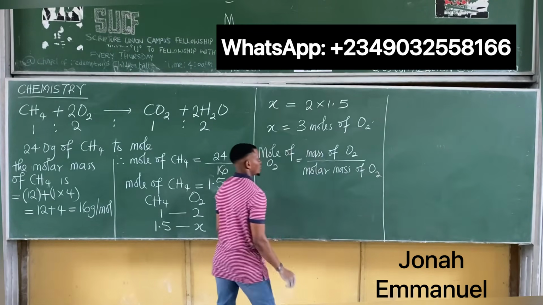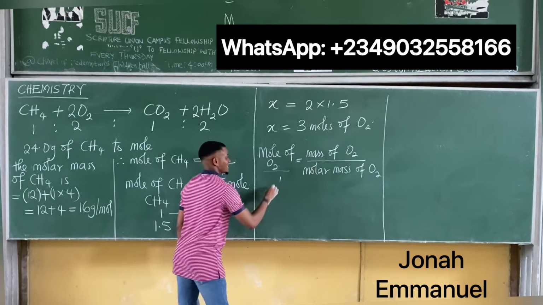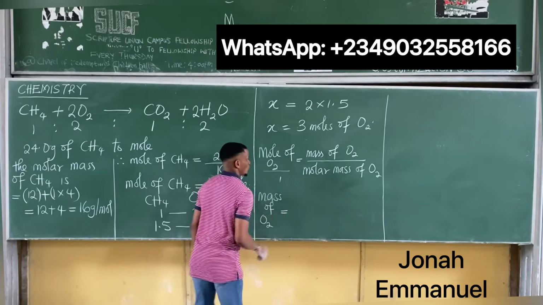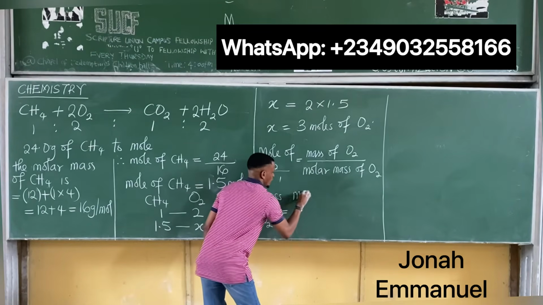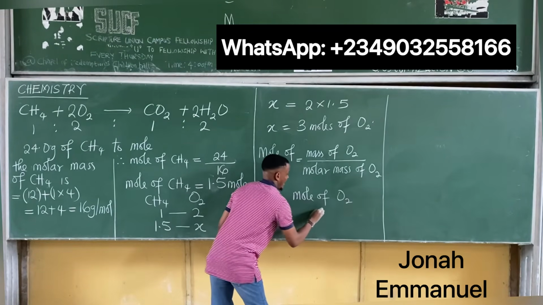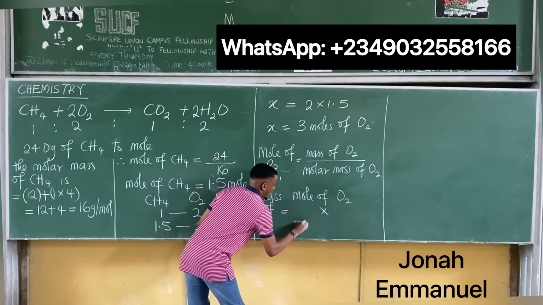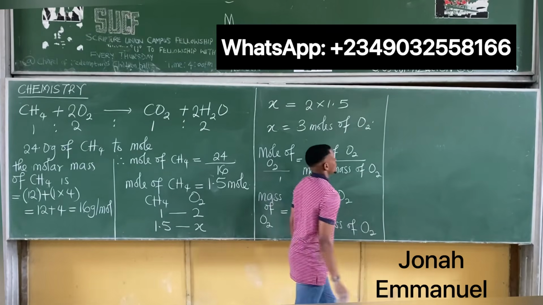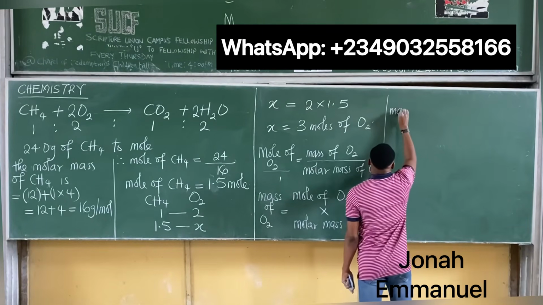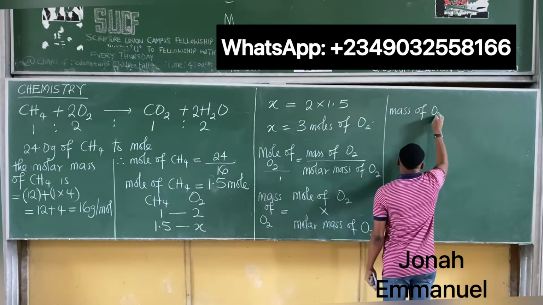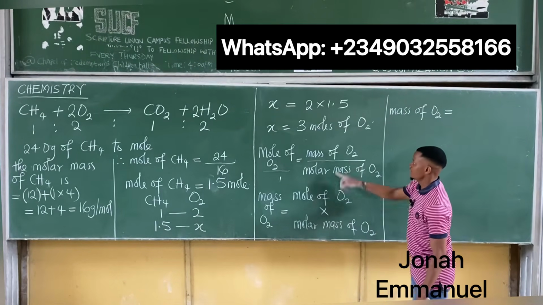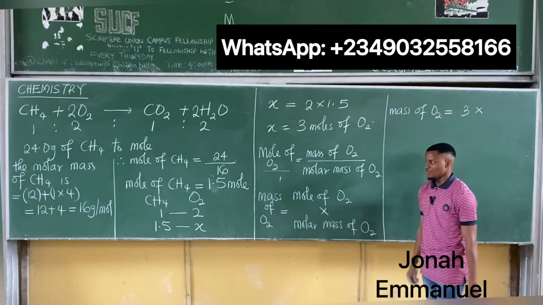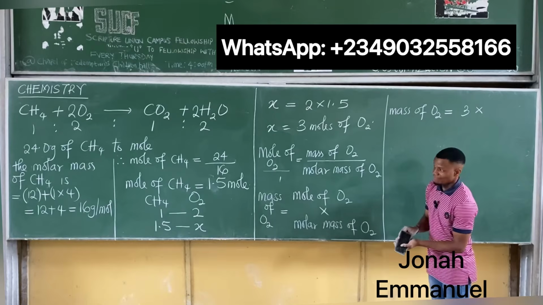of oxygen, such that if I cross multiply this and this, the mass of oxygen is equal to this mole of oxygen times this one here, molar mass of oxygen. So my answer is equal to, that means mass of oxygen is equal to mole of oxygen, that's this, 3, times molar mass of oxygen. We've not calculated it here, but we know the answer.